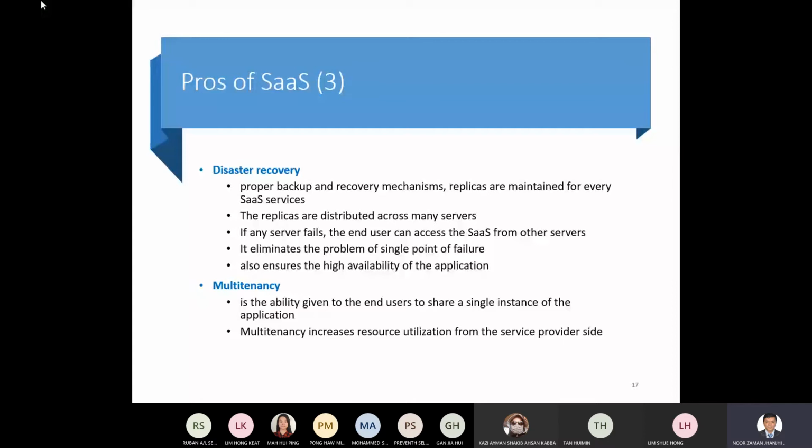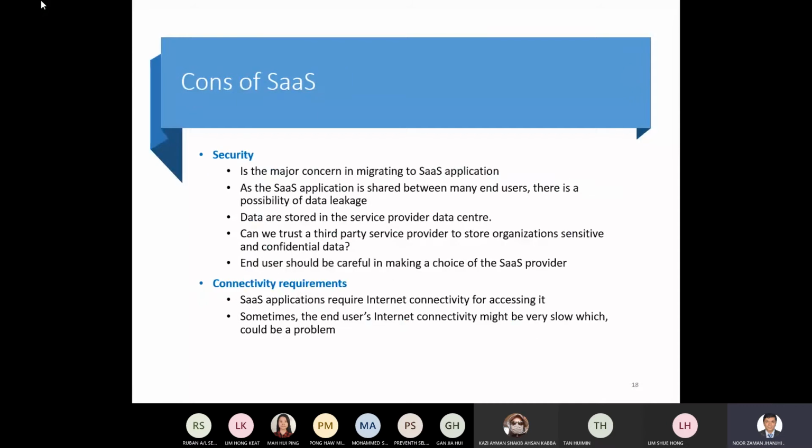And as we discussed, this is multi-tenancy. We are not the only ones using Dropbox or Google Drive; different companies, different individuals, different organizations, different regions are using it. So this is multi-tenancy, and that is also one of the benefits.